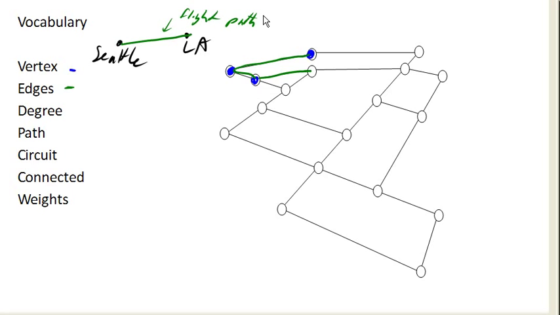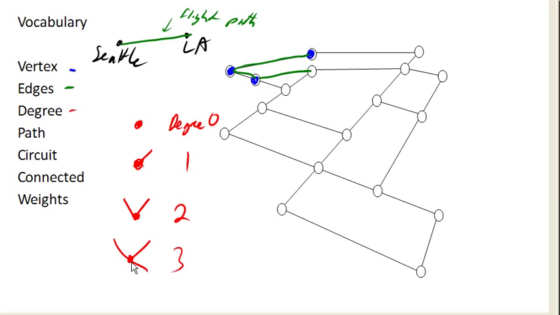So an edge is simply representing that there is a connection between those two locations or those two vertices in some way. So degree of a vertex talks about how many edges meet at the vertex. If I have a vertex all by itself, this would be degree 0. If I have one edge coming out of that vertex, then it would be degree 1. If I have two edges coming out, it's degree 2. If I have three edges meeting at a vertex, it's degree 3. So degree tells us how many edges meet at a vertex.